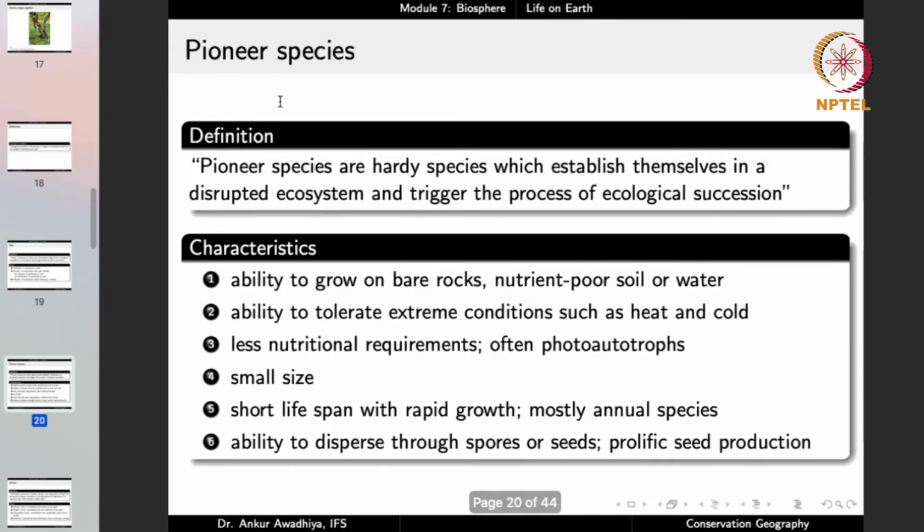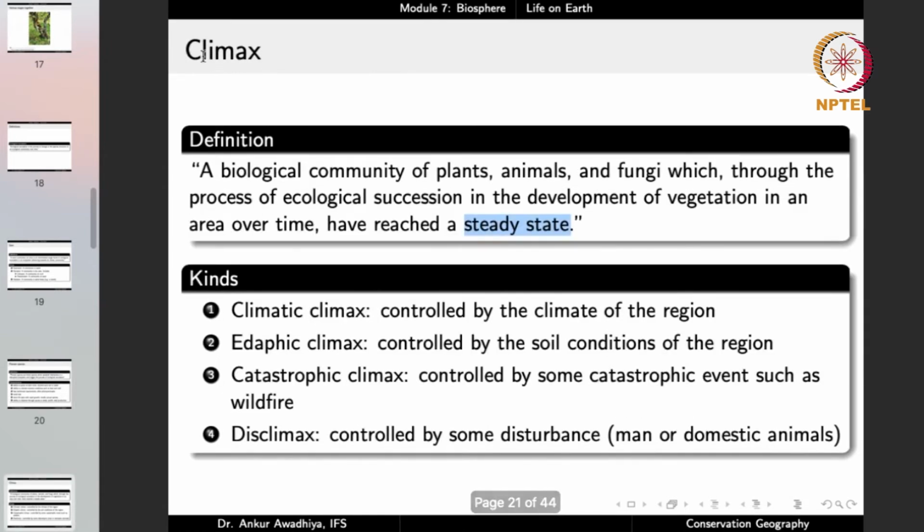In the case of pioneer species, we were only talking about a single species. But in the case of Climax, we are talking about a community of large number of plants, animals and fungi. And this community has formed through the process of ecological succession in the development of vegetation in an area over time, and it has reached a steady state, meaning that now no more changes are happening. In that case, we will call it a Climax community. And we have different kinds of climaxes.